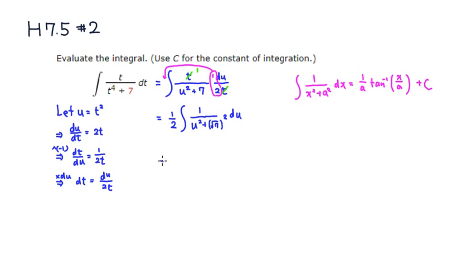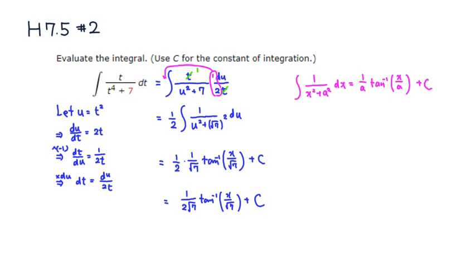So we end up getting 1/2 is already there. Then we have 1 over a, in this case the square root of 7. Then we have an arctangent of x over square root of 7 plus some constant c. I guess you can combine 1/2 and 1 over square root of 7 and write it as 1 over 2 square root of 7 and keep everything else the same. So x over square root of 7 plus some constant c.